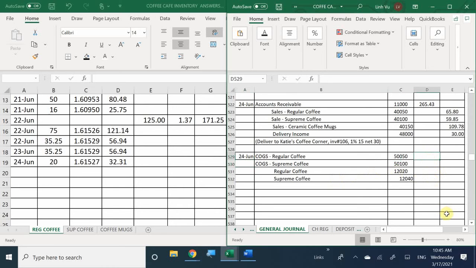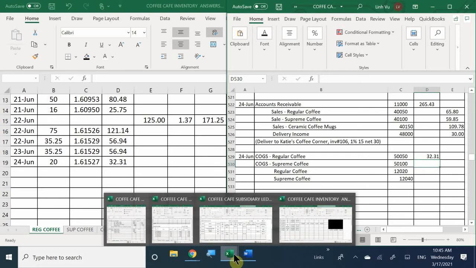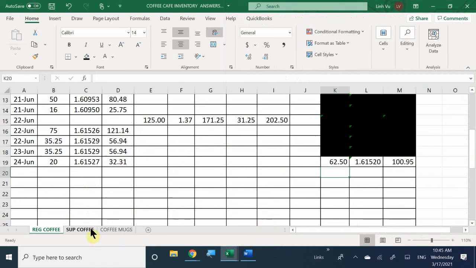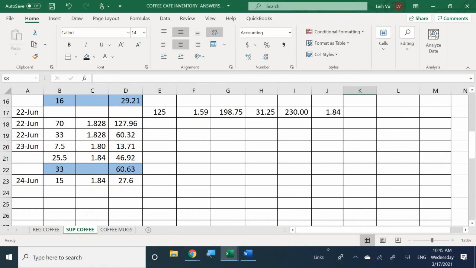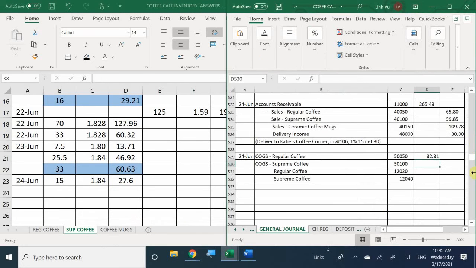So once again, my regular coffee was the 32.31. And my supreme coffee was 27.60, right? Yes. 27.60. Yes. And here I'm just gonna make a note that I sold to Katie, just in case she decides to return.